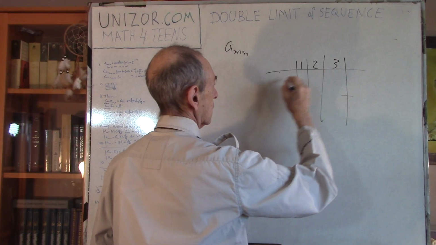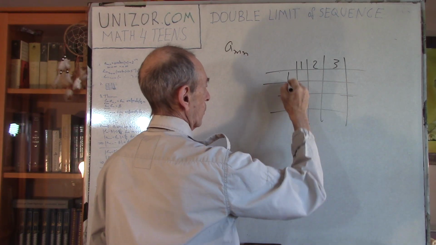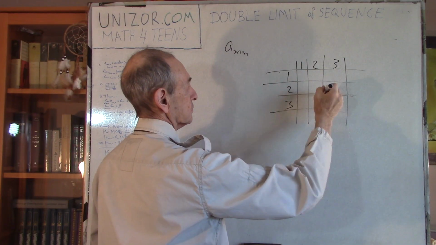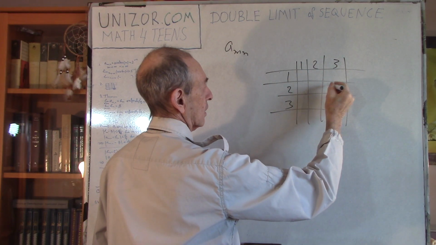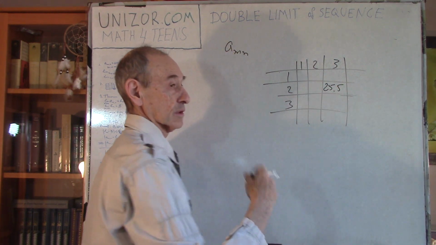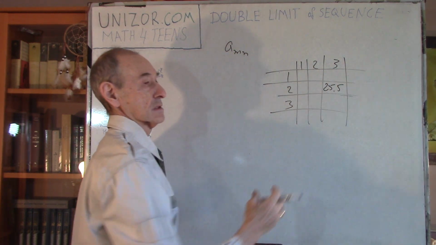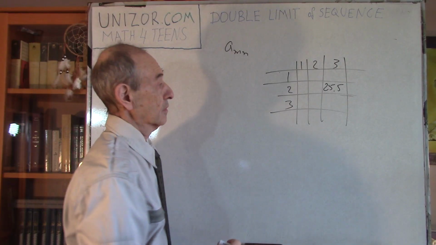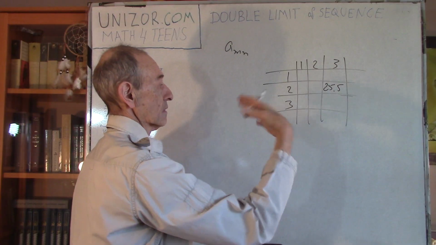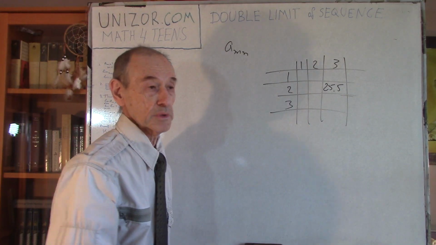1, 2, 3, and 1, 2, 3, and at the crossing of any two indices, we will have some kind of value, for example, 25.5. Graphically, it will be represented as some kind of a column in the three-dimensional world. So this is the representation of a double sequence.